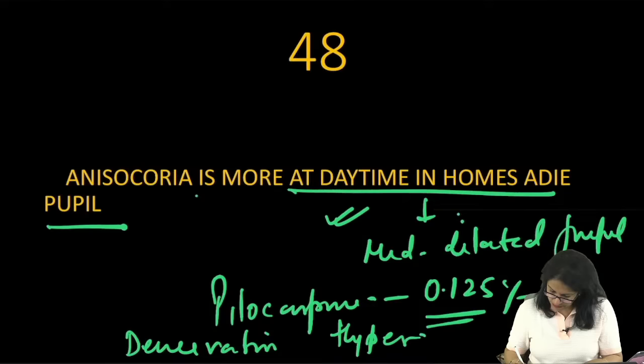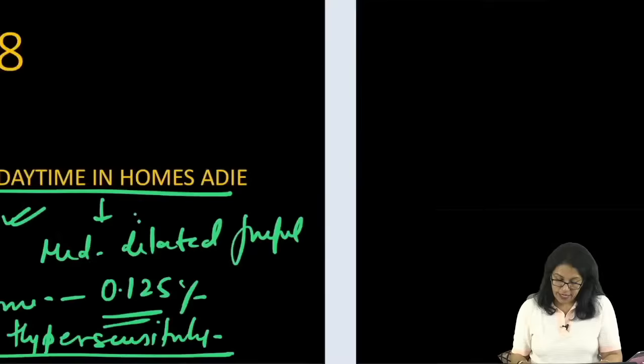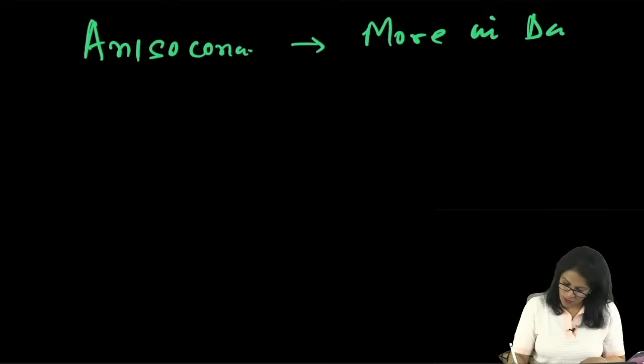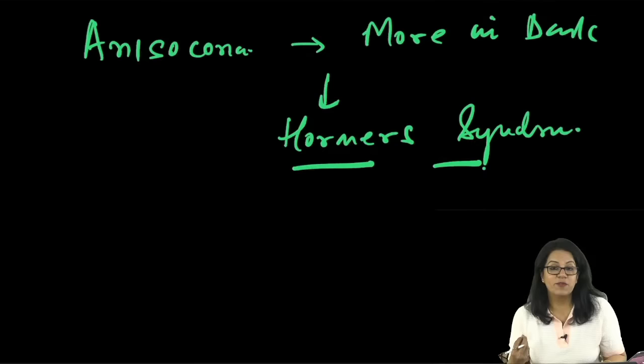It is due to denervation hypersensitivity. Okay, next point now. One more point here. If the anisocoria is more in the dark, what is now the cause? Batao, more in dark. Instead of daytime, if it is more in dark, we are talking about Horner's syndrome. Okay? In dark, we generally expect a dilatation. In a Horner's, it won't be. There will be miosis.